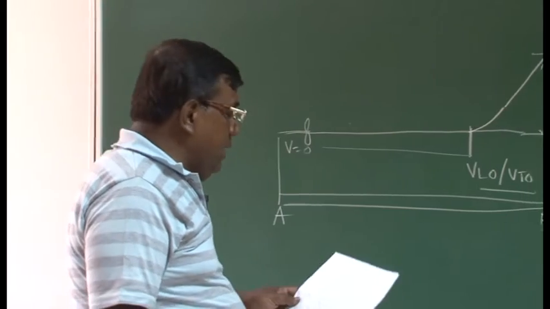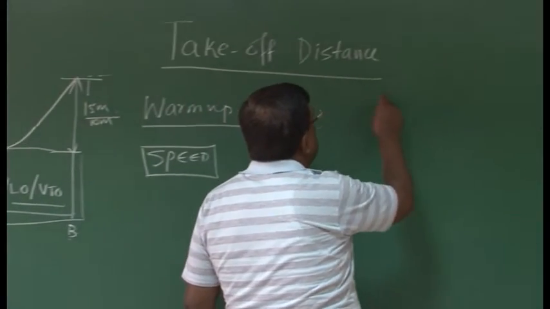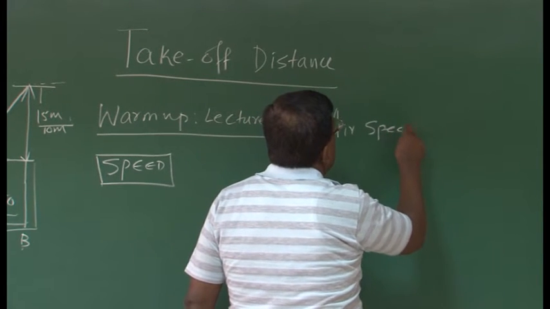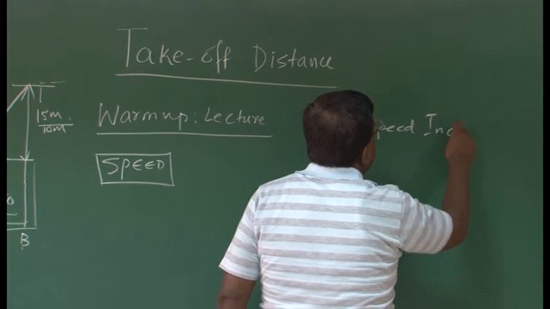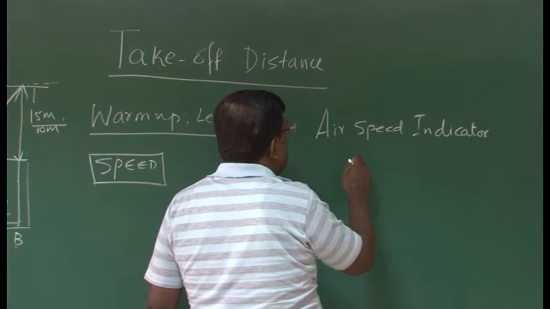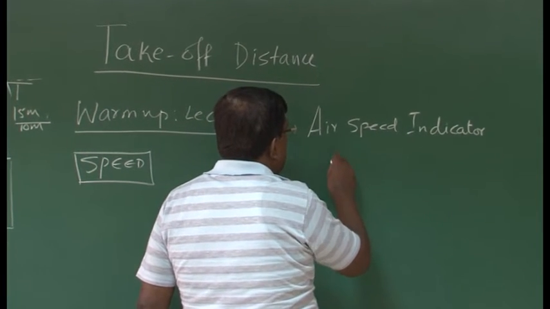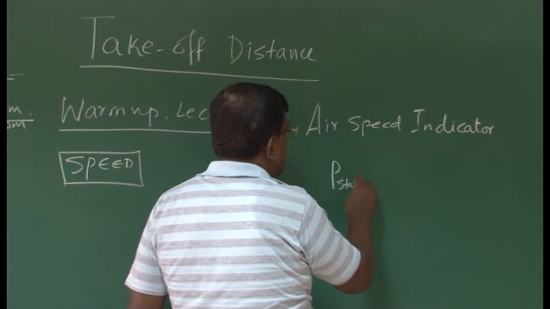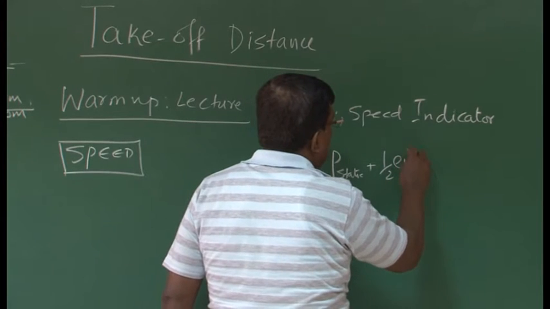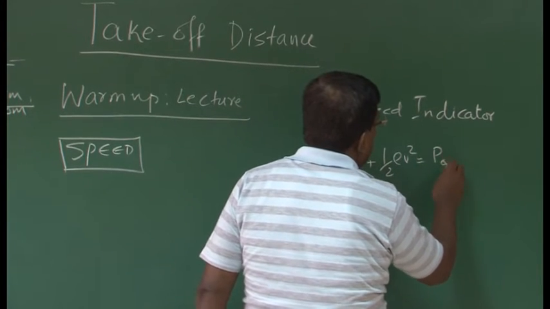So let us revise. We remember that we are using the airspeed indicator, and the principle was basically P static plus P dynamic, which is half rho V square, is P total, P naught.